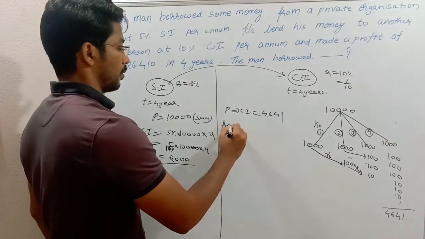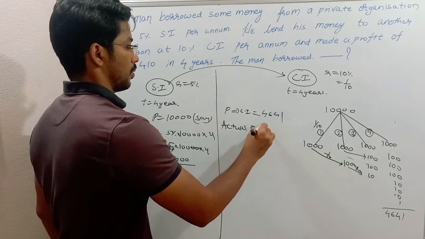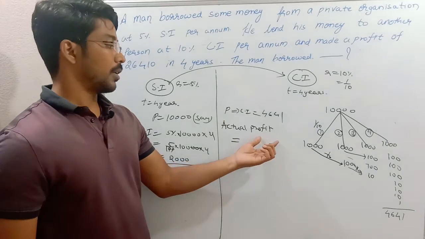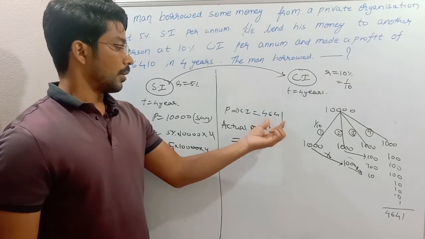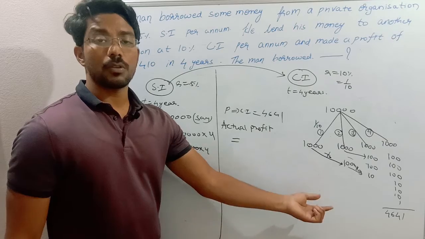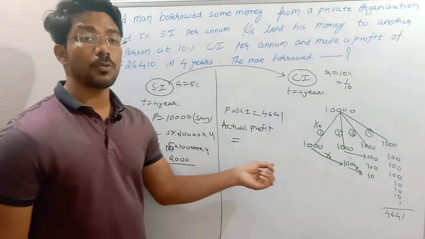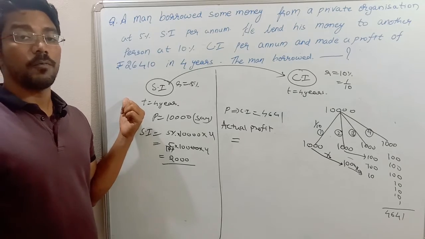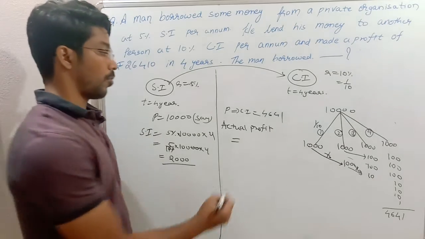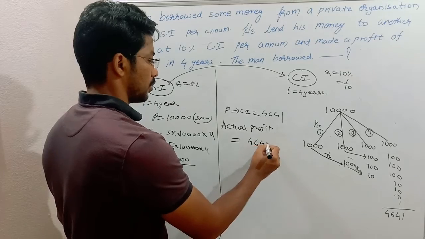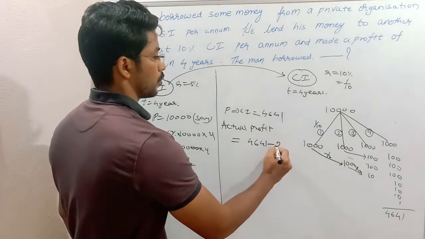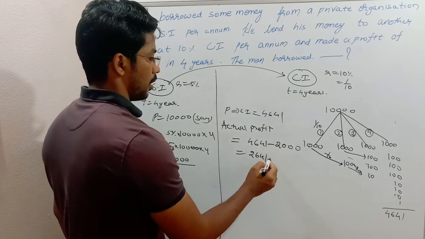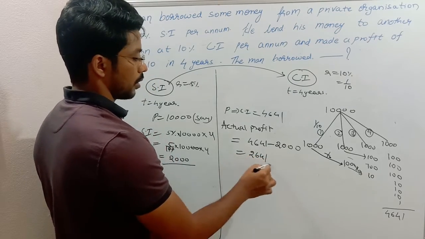Why is it not the actual profit? Because if he obtains the profit of 4,641, he still has to pay the simple interest of 2,000 to the private organization from where he borrowed the money. So the actual profit will be 4,641 minus 2,000. So 2,641 will be his actual profit.